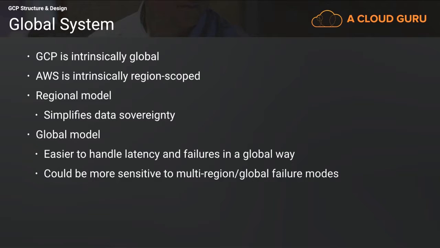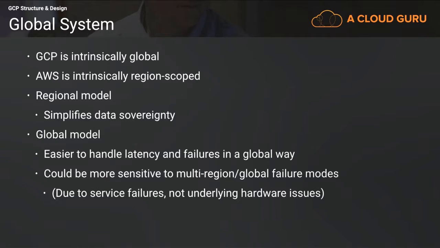Now, the global model could be more sensitive to failures that affect multiple regions or the entire system all at once, but that doesn't mean that the regional model is immune either. I remember hearing that when Amazon's S3 service was broken in North Virginia, people in Sydney, Australia unexpectedly couldn't use the console. I'll point out that these failures would wind up being service failures, not failures due to the underlying hardware.